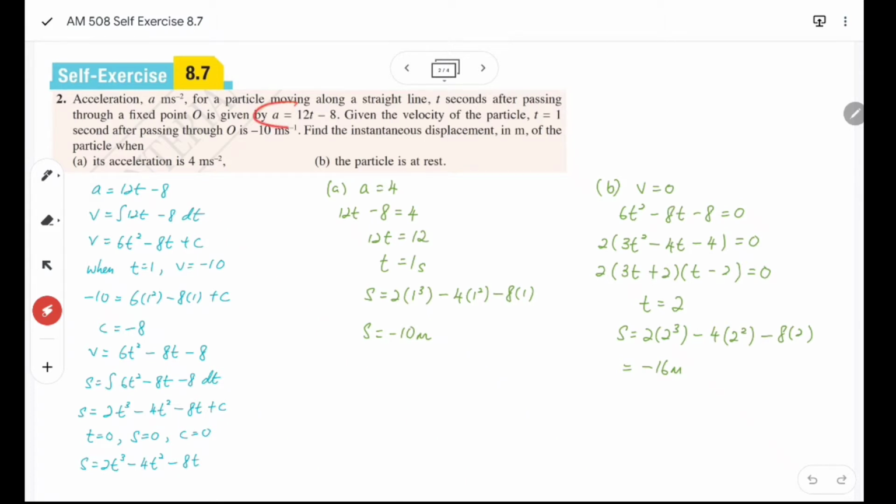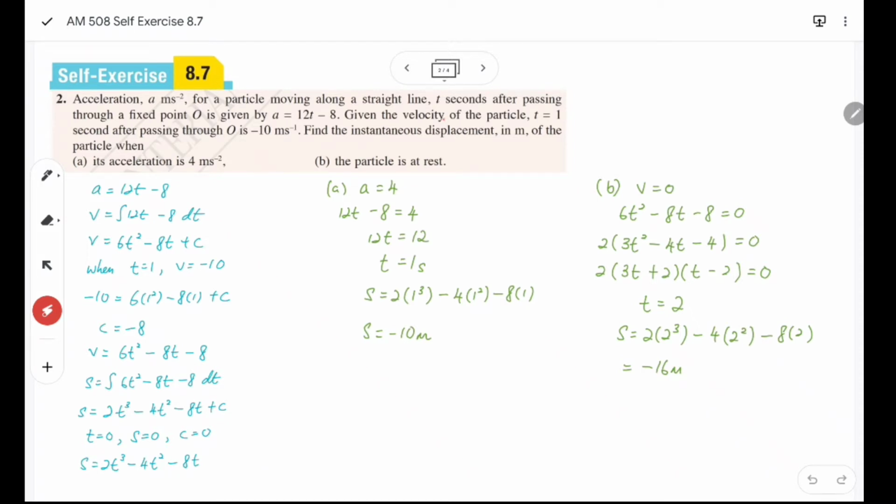So we are given the a is 12t minus 8. From the function of acceleration, we can get the function of velocity by integrating the 12t minus 8. We get v equals 6t squared minus 8t plus c. And when t equals 1, we are given that v equals negative 10. So sub in the negative 10 and 1, we get c equals negative 8. So the full function of velocity is v equals 6t squared minus 8t minus 8.